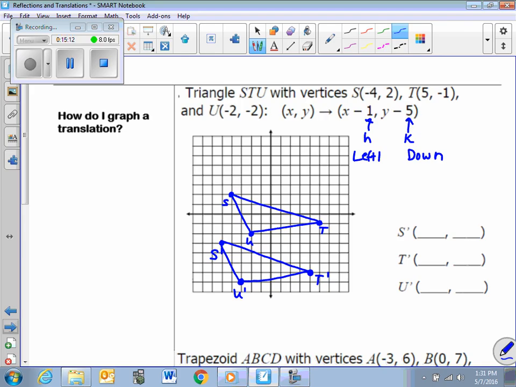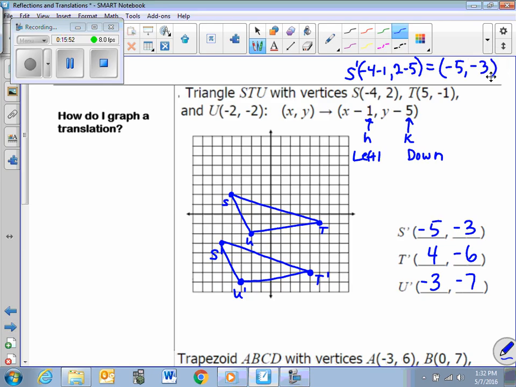Okay, and what are the new vertices? Well, S prime is going to be (-5, -3). T prime will be (4, -6). U prime will be (-3, -7). And guys, what you can see is, even if you didn't have graph paper, you could find what these new vertices are. To find S prime, I have to subtract 1 from -4, and I have to subtract 5 from 2, and that gives me (-5, -3).